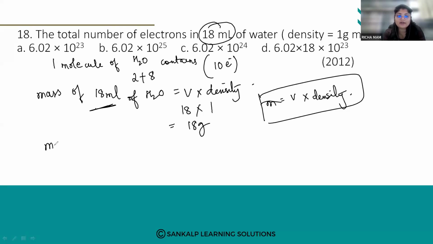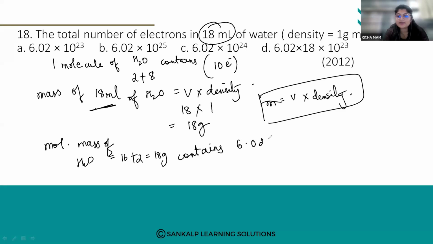Now let us find out the molecular mass of water. What is the molecular mass of water, students? Oxygen is 16 plus hydrogens are 2, so it is 18 grams. So 18 grams of water, that is one mole, contains 6.023 into 10 raised to 23 molecules. So 18 grams contains how many molecules? It contains Avogadro's number of molecules.